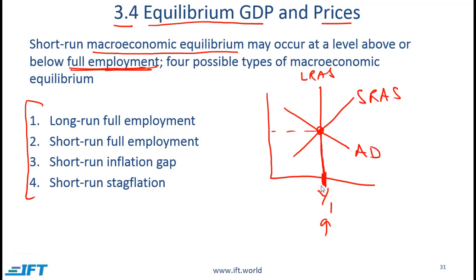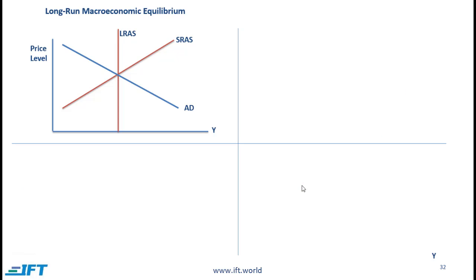If we are to the left of this point, that means that we are below full employment and unemployment is higher than the natural rate of unemployment. Now let's look at the 4 situations. Here is the first one: long-run macroeconomic equilibrium.